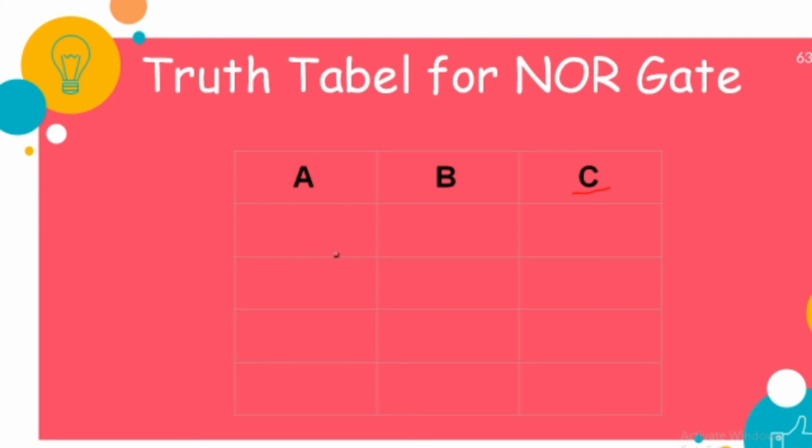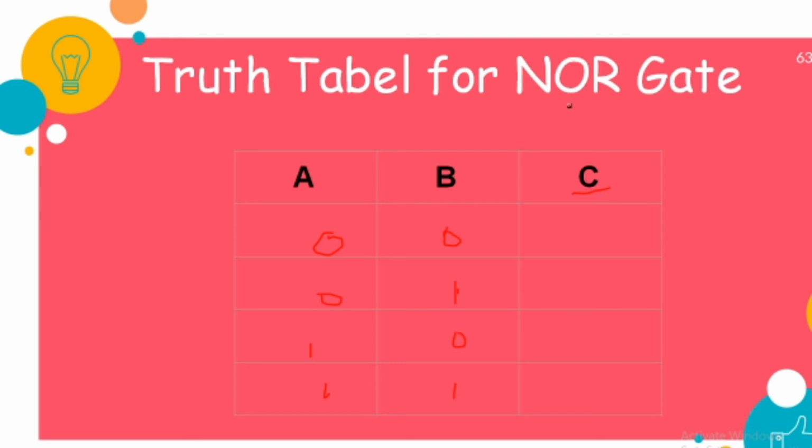Now fill this table. Firstly we will put 2 times 0, then 2 times 1, and for B we will put 1, 0, then 1, then again 0 and then 1. Now let's discuss its output. In this case, the output will be the complement of the OR gate.